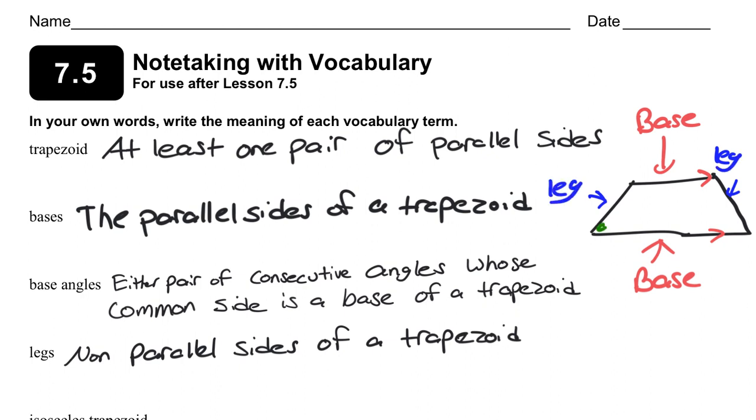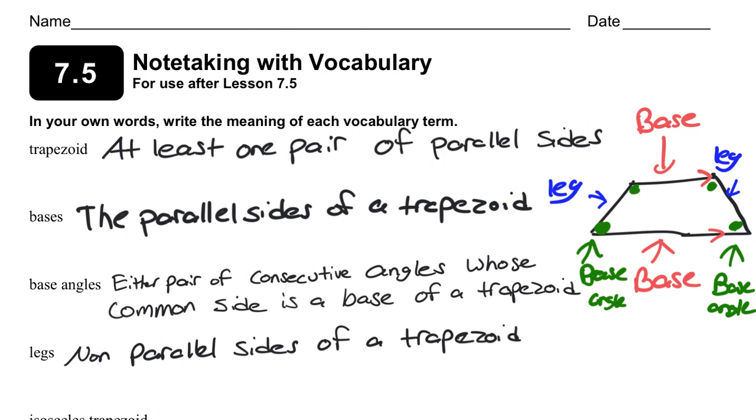And then we have these green parts. These are the base angles. And so are the other two. All right, so they're called base angles. Now that we know the parts of a trapezoid, we have the bases, we have the base angles, and we have the legs.